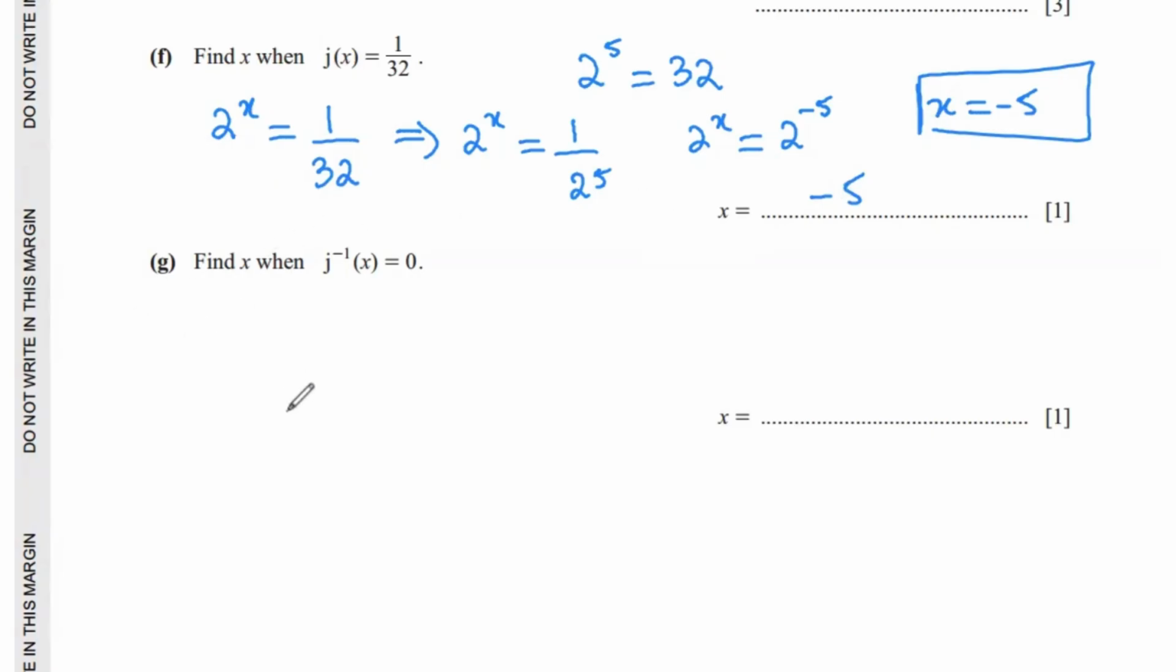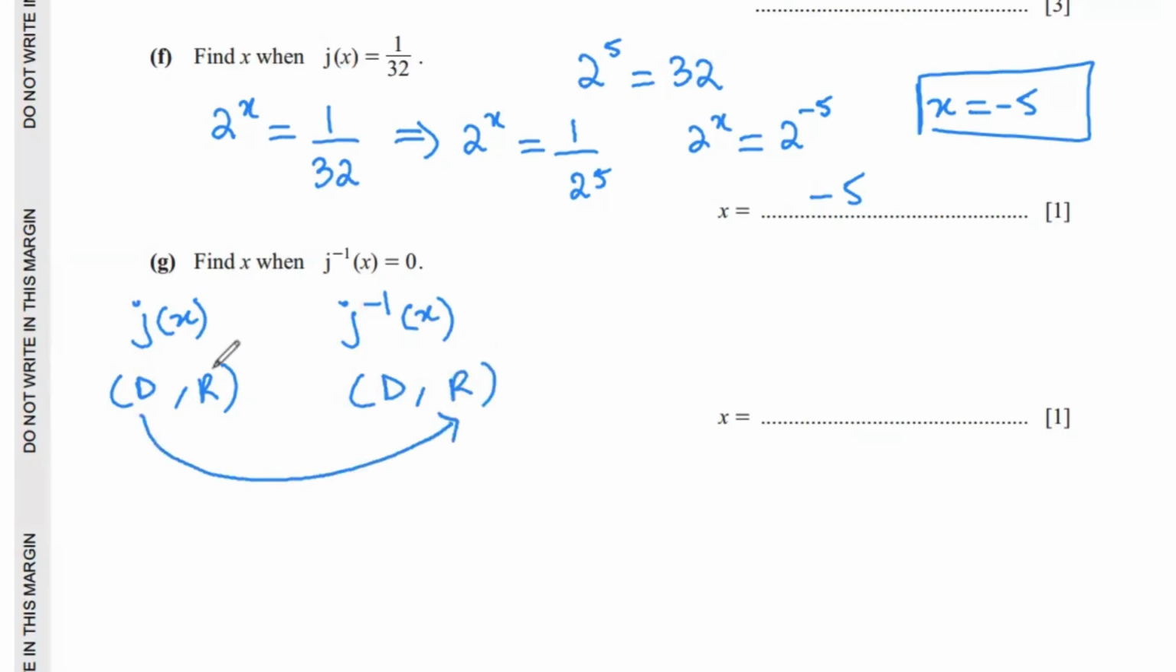Then it says find x when j inverse of x equals 0. So if j inverse of x equals 0, for this, you need to remember this thing. If you have two functions, the original function and the inverse function, whatever the domain and range is of the original function, it becomes this will be your range now, and this number will be your domain. So you swap them.